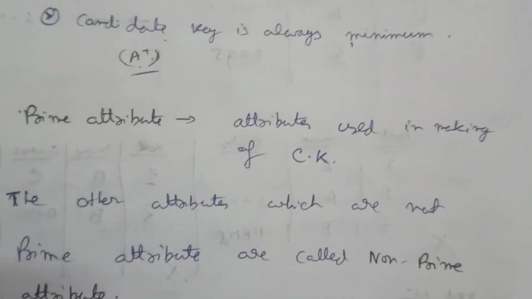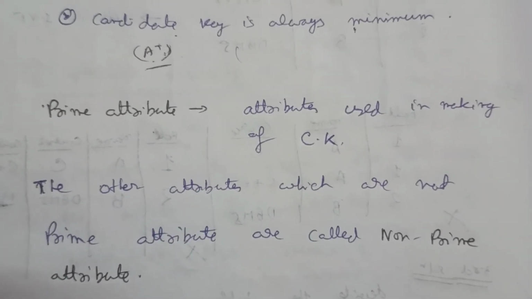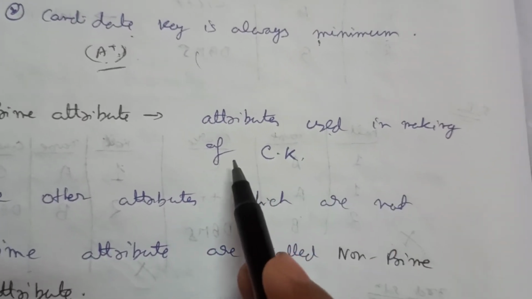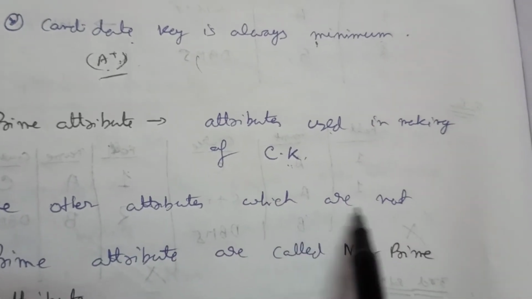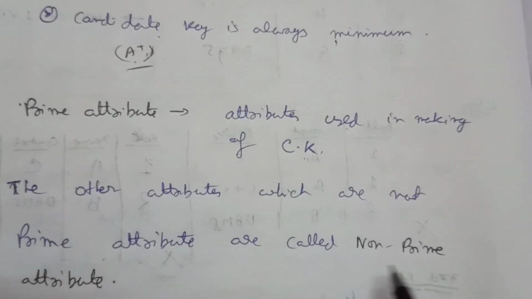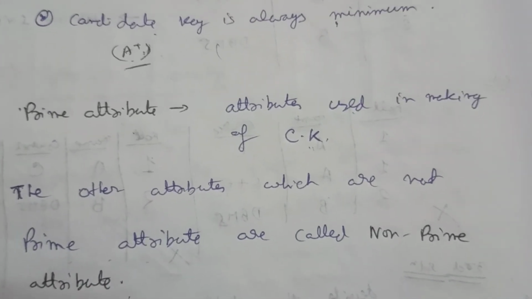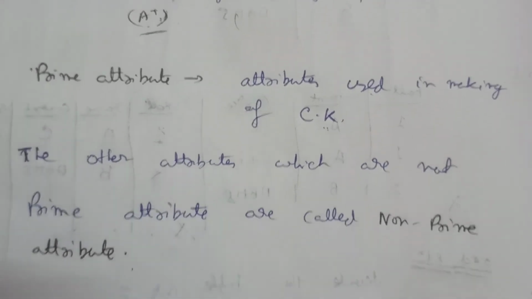Now we will check some new things, that is prime attributes and non-prime attributes. What are prime attributes? The attributes used in making the candidate key are known as prime attributes, and the other attributes which are not prime are called non-prime attributes. Don't worry, I will give you an example, and I will also teach you how to find the candidate key in a proper way.